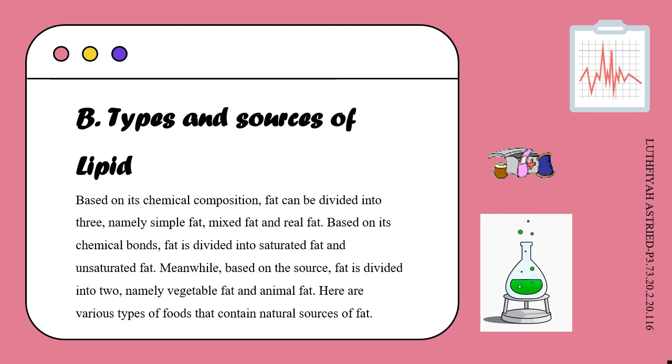Types and source of lipid. Based on its chemical composition, fat can be divided into 3, namely simple fat, mixed fat, and real fat. Based on its chemical bonds, fat is divided into saturated fat and unsaturated fat. Meanwhile, based on the source, fat is divided into 2, namely vegetable fat and animal fat. Here are various types of foods that contain natural sources of fat.